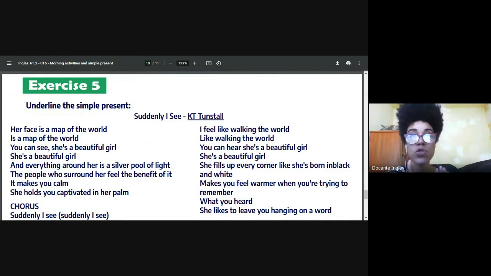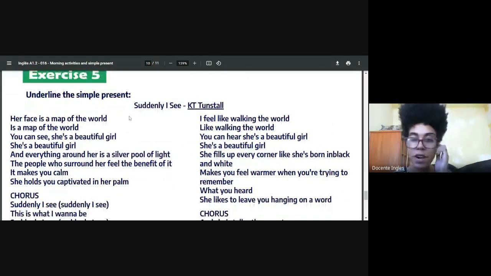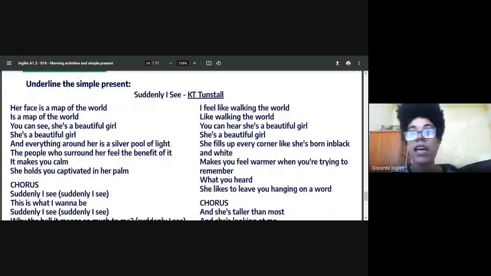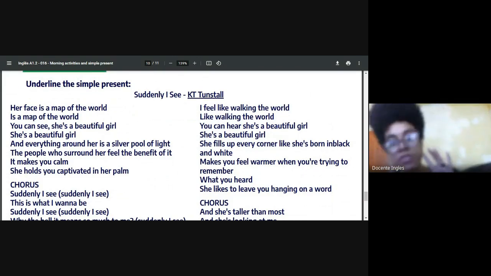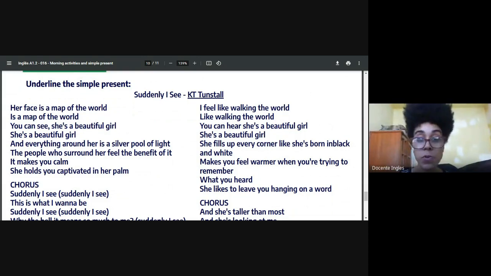I have a suggestion. First, play the song and just read the lyrics. These are the lyrics. Do you know this song, Suddenly I See? It's a very famous song. It's a very nice song, at least for me. So, first, play the song one time and read the lyrics. Just read. See if you can understand. See if you can recognize the words.